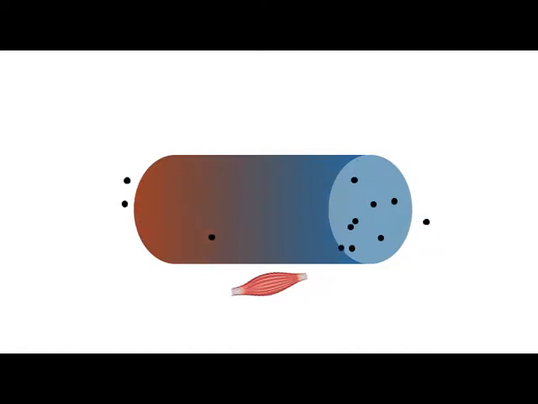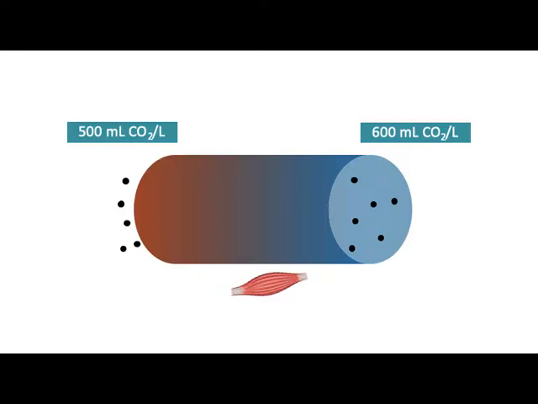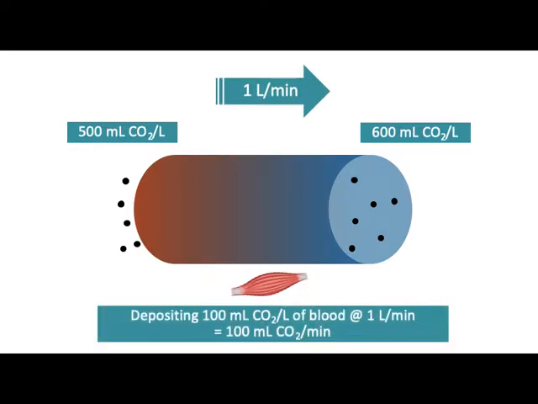In this case, it's very similar. We can still calculate, according to the Fick equation, we have 5 CO2 molecules, and if each one is 100 mils of that gas per liter, we've got 500 mils of CO2 per liter on the arterial side. On the venous side, we are adding CO2 to the system. We have 600 mils of CO2 on the venous side. In this example, it's still moving at 1 liter per minute, and so I could solve for the rate of CO2 production at the whole body level using the Fick equation.